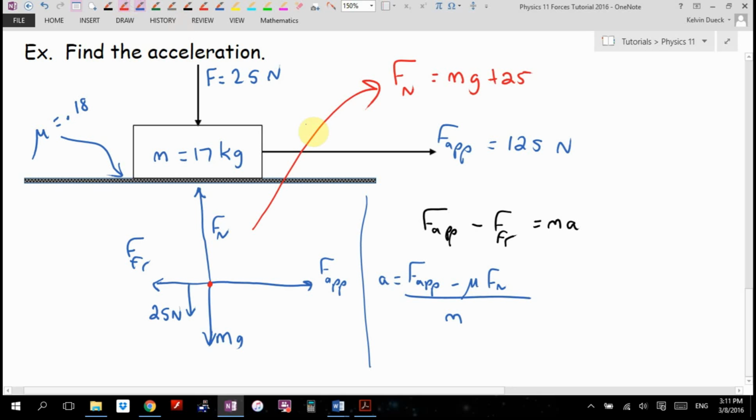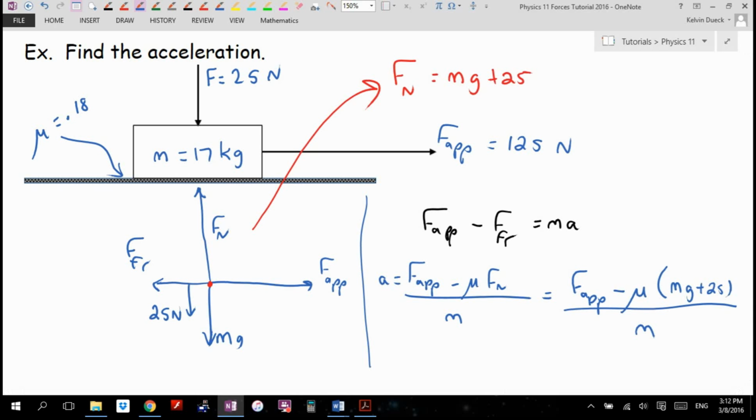So then we could say it's going to be F applied plus mu, and then in brackets, mg plus 25, all over m. That's what I said. In brackets, minus, sorry, I'll make that a clear minus so you can see it never was a plus in the first place. Minus that there. Yeah, sloppy mistake, right?